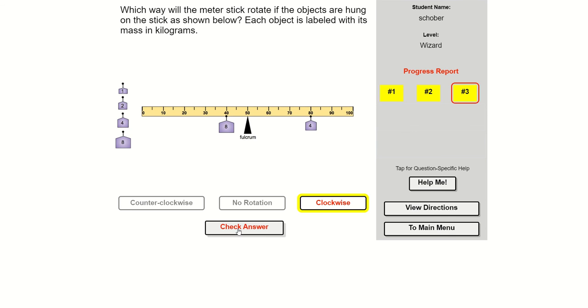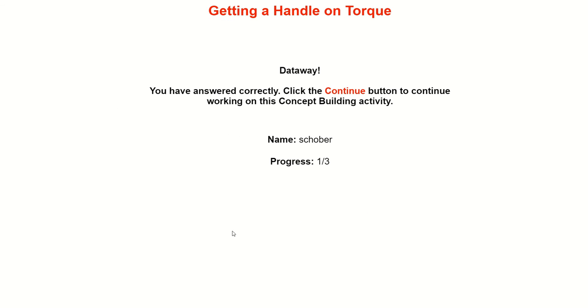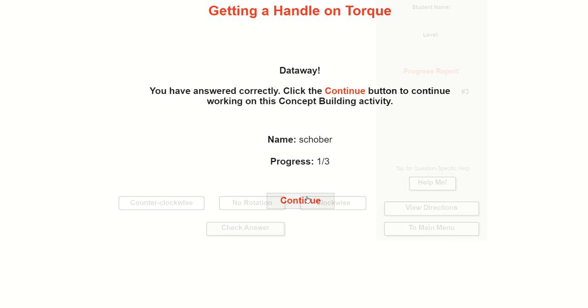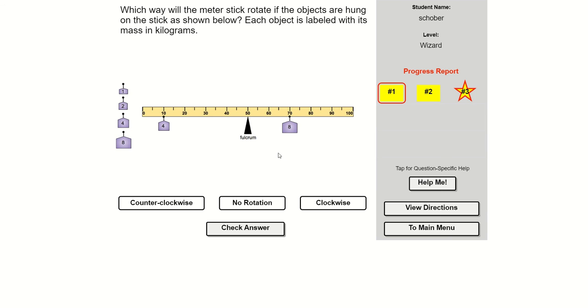So check that. Check our answer. Continue. Do one more, and then we'll be all done. Okay, so we have 4 on this side. 4 is 40 centimeters away from the axis. So 4 times 40 is 160, right?